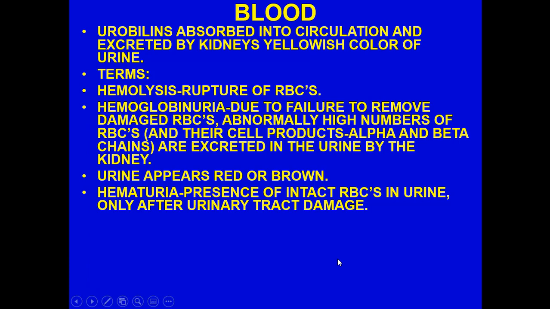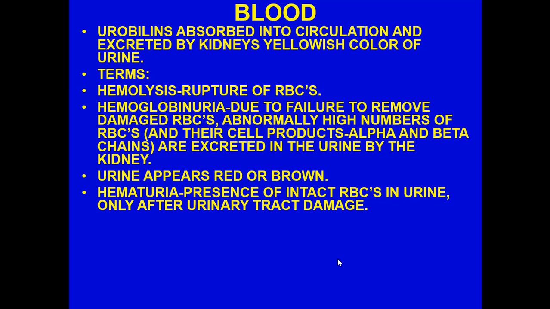Now, urobilins are absorbed into circulation and excreted by the kidneys. This provides the yellowish color of urine. I just want you to be familiarized with a couple of terms here. When we talk about hemolysis, that's the rupture of red blood cells.